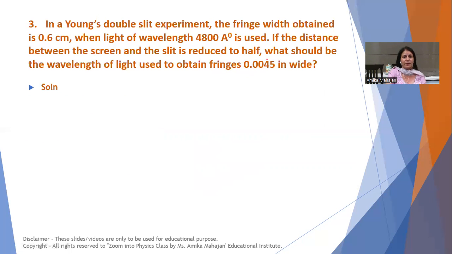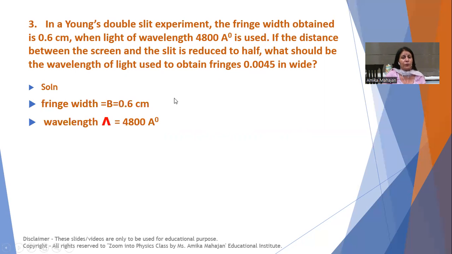Next, in Young's double slit experiment, the fringe width obtained is 0.6 centimeter when wavelength is 4800 angstrom and distance between screen and slit is reduced to half. What should be the wavelength of light used to obtain fringes of 0.0045 meter? Now, fringe width is given, lambda is given, and this distance between source slit and screen is reduced to half. So first formula will be beta equal to lambda capital D by small d. Capital D is distance between slit and screen and small d is distance between slits.